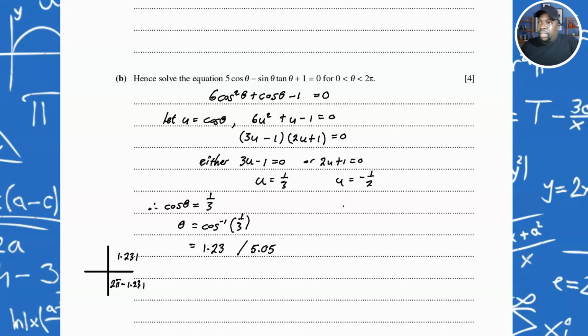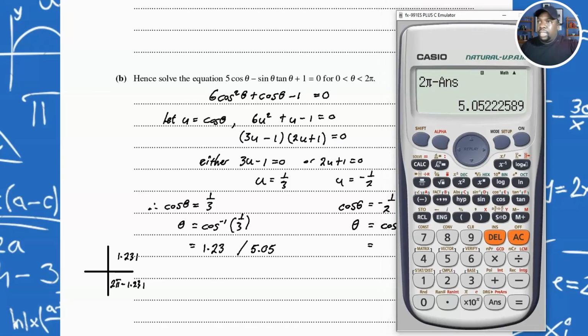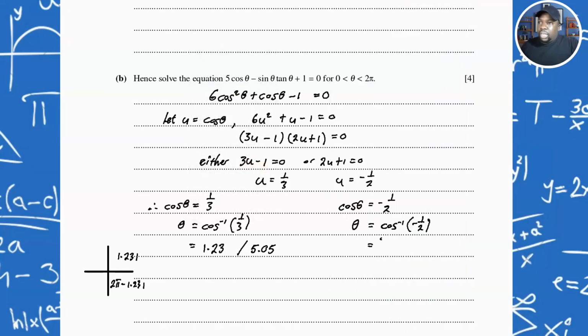Let's go on to having cos theta being equal to minus a half. So theta is equal to arc cos of minus a half. For this, we know that this will give us shift cos negative 0.5, and here we get 2/3 pi. So one of the values is 2/3 pi.